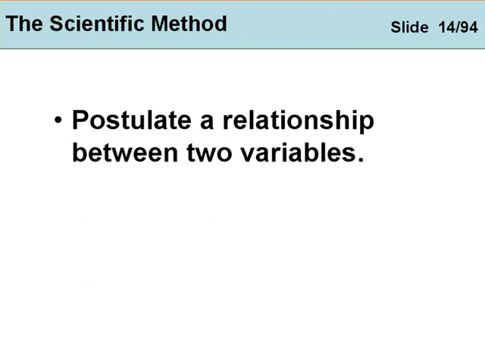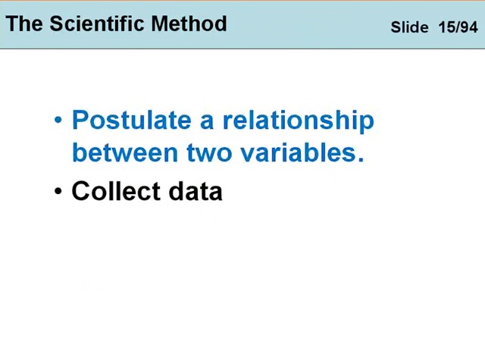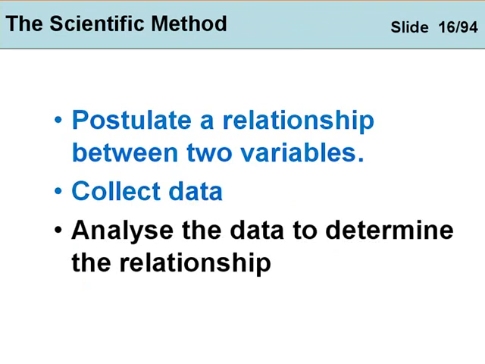So we have a relationship between two variables. Then we collect some data. We make observations, or we do something. We collect some data. Having got the data, we analyze the data to determine the relationship.